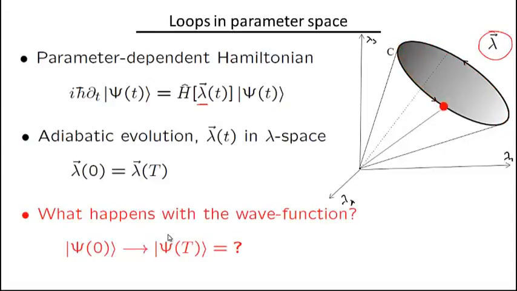And as I advertised in the previous slide, what I want to know is what happens with the wave function. So I have some initial condition for the wave function, and the Hamiltonian after this period capital T returns to itself. But the wave function does not necessarily have to return to itself. And the question that we're interested in is what happens with this wave function.